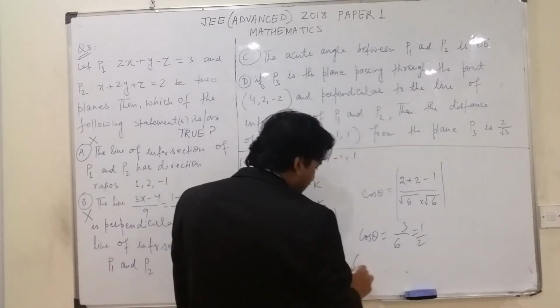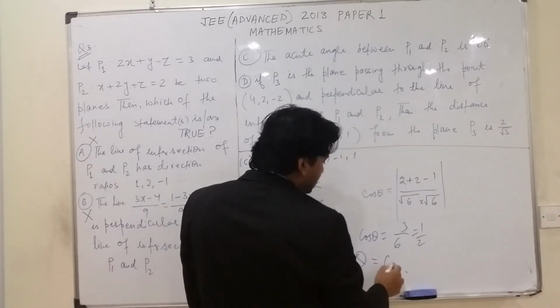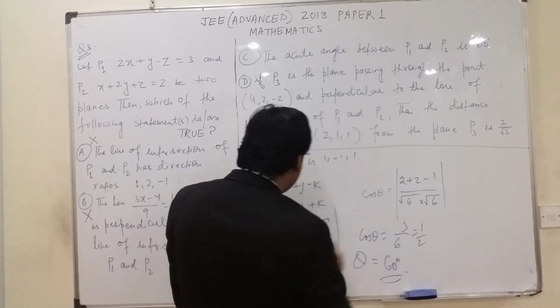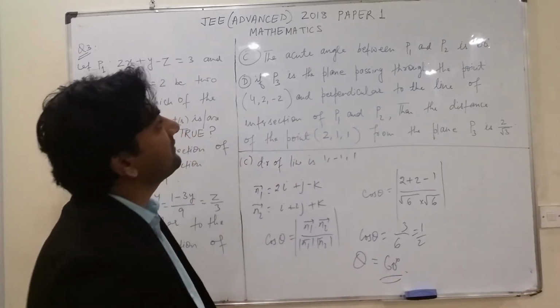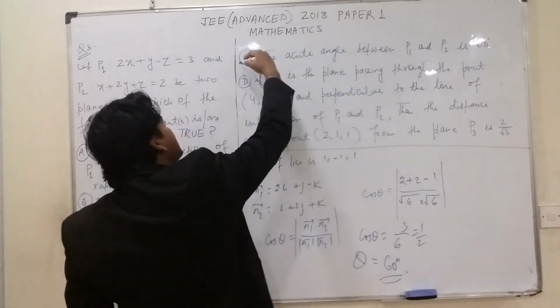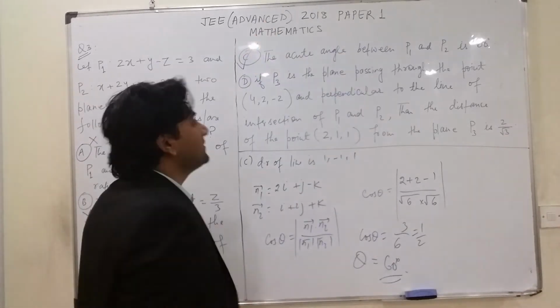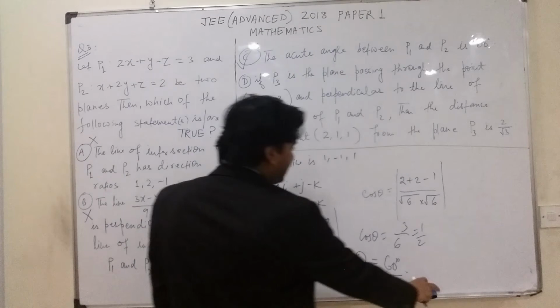When cos theta is half, then theta is 60 degrees. So the angle between two planes is 60 degrees we got. So the acute angle between two planes is 60 degrees. Yeah. Option C is right. So we got option C. That is right.